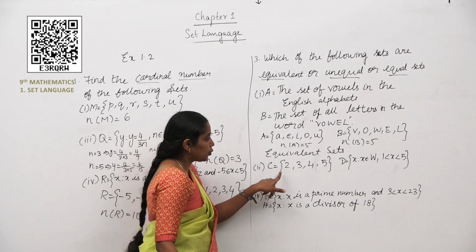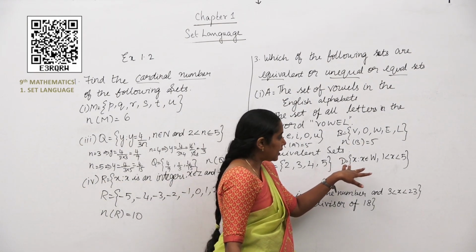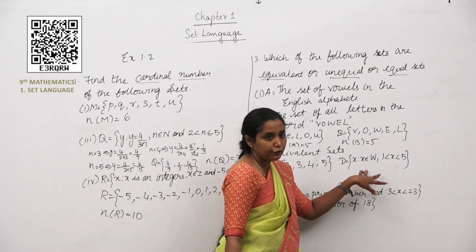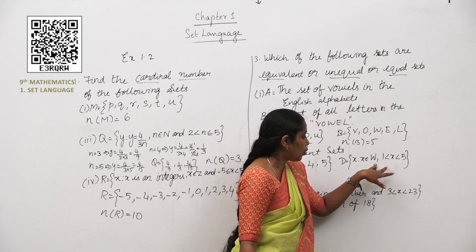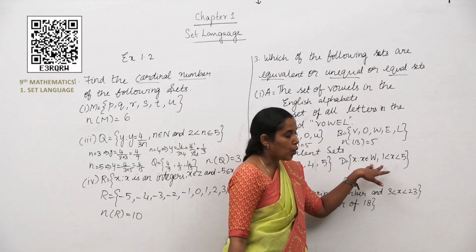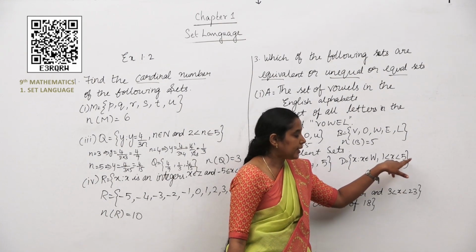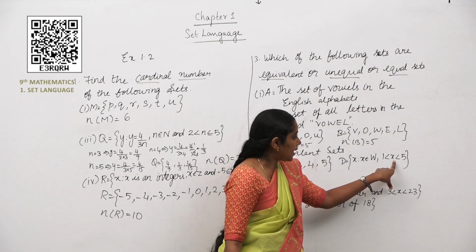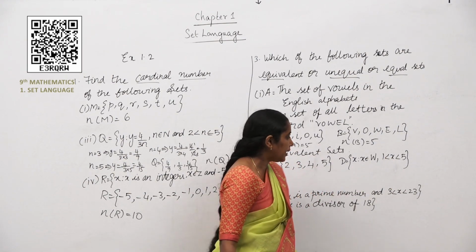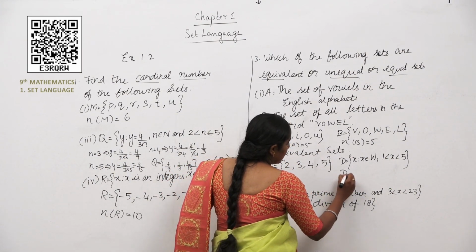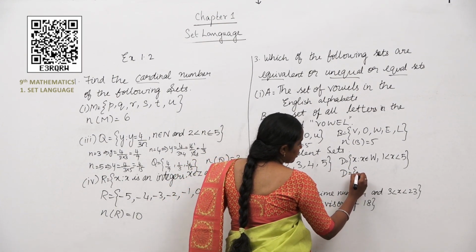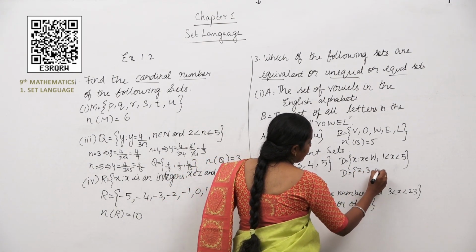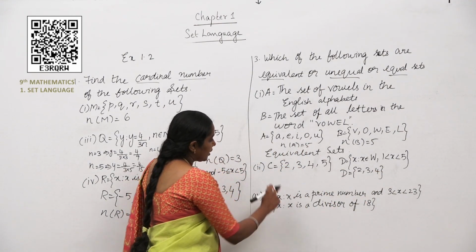So, C is equal to {2, 3, 4, 5}. D they have written in set builder form. D is equal to {x such that x belongs to W}, W is whole numbers, 1 less than x less than 5. So x lies between 1 and 5. First, list it in roster form. How will you write this? D is equal to {2, 3, 4}, and C is equal to what you are getting?